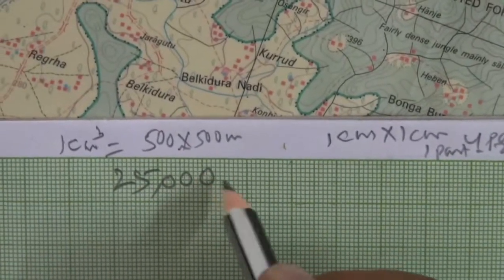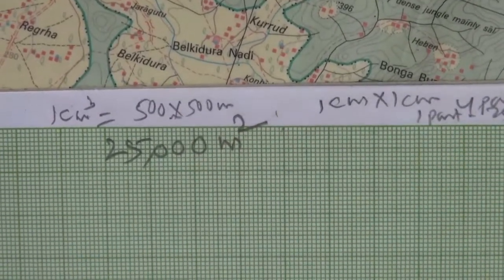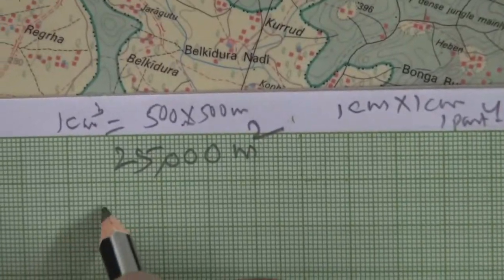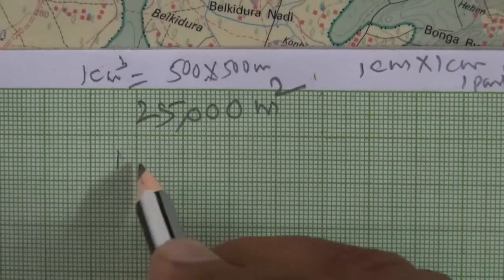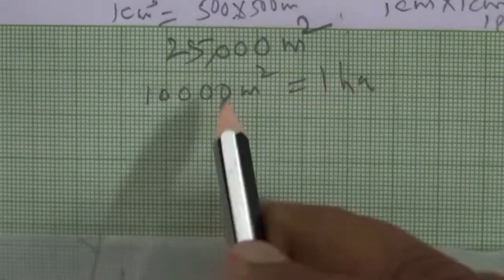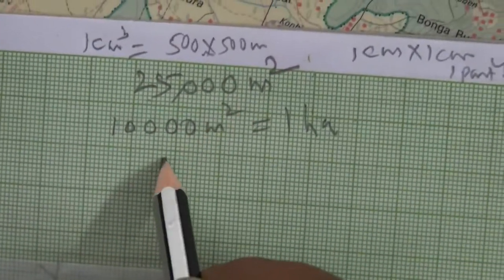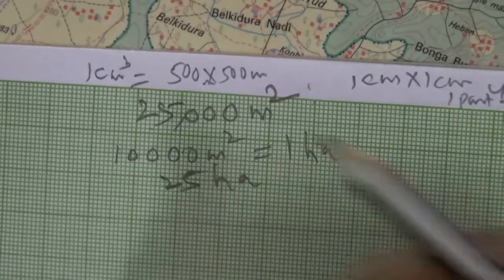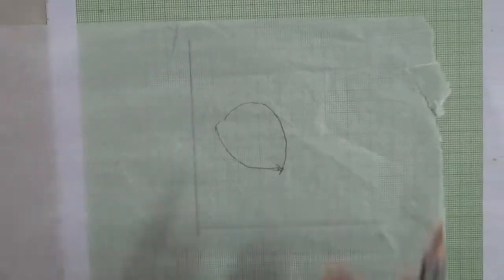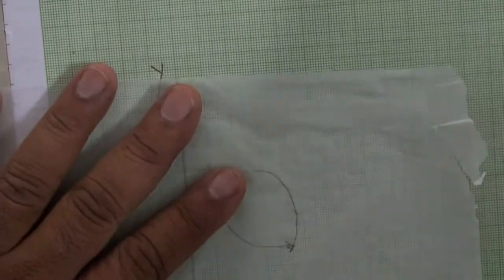That is 250,000 square meters. How much is that in hectares? 10,000 square meters is 1 hectare, so 250,000 square meters will be 25 hectares. So one grid on this graph paper represents 25 hectares. Now how much is the total area of the traced watershed?